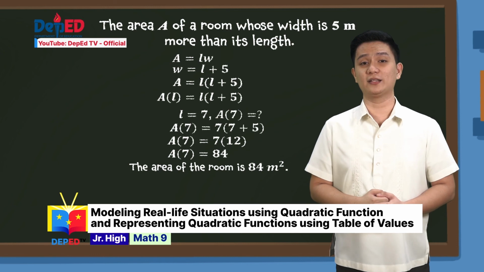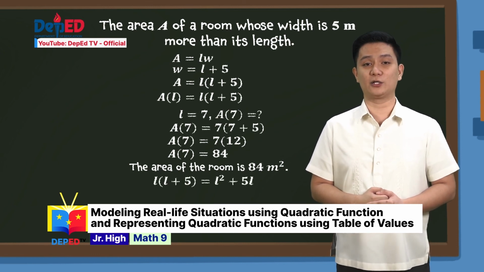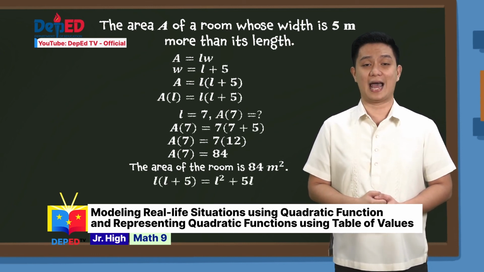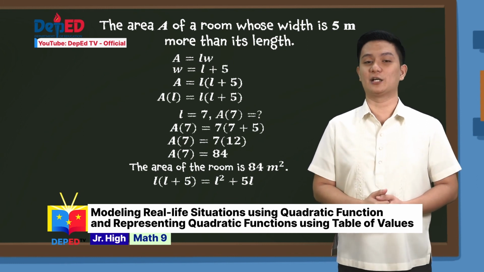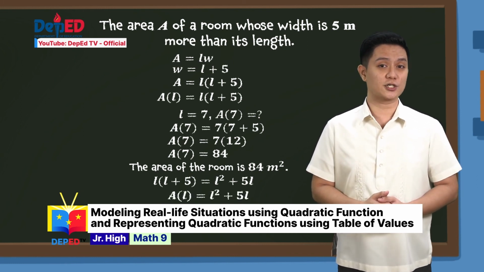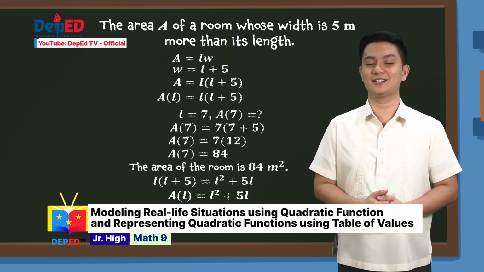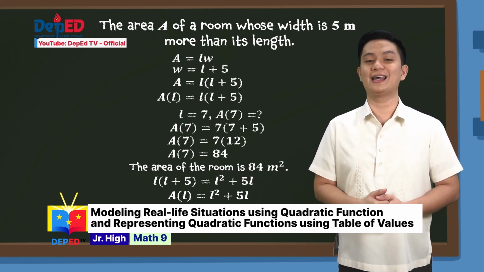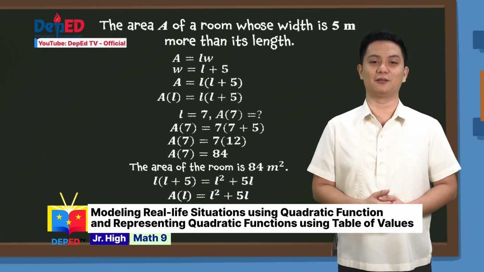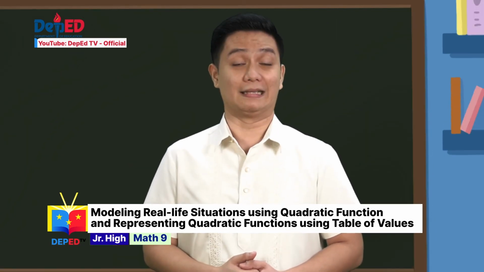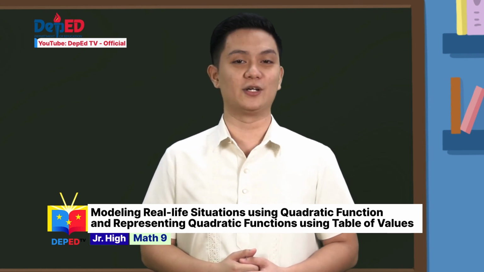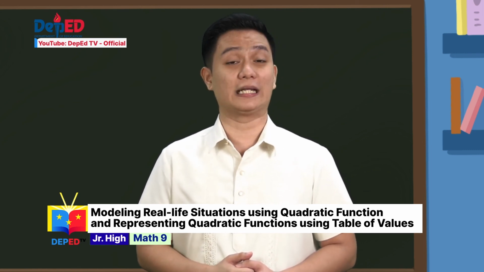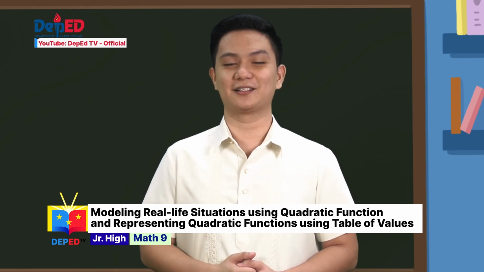The rule of the correspondence, which is L(L + 5), can be expressed as the binomial L squared plus 5L when the distributive property of multiplication is applied. Hence, the function A(L) can be rewritten as A(L) = L² + 5L. Clearly, the rule of the correspondence is a polynomial of degree 2. Hence, the function is not linear but quadratic.